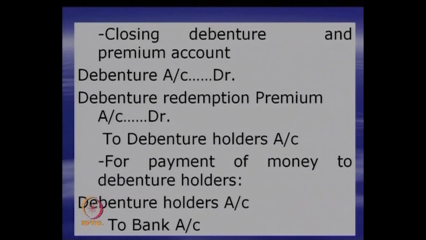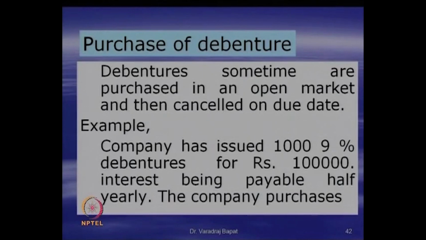Last entry is also the same. So when the money is being paid, it is debenture holders to bank. Now the last case. What happens is, there is a purchase of debentures by the company on its own. So sometimes a company issues debentures and during the period of their tenure, let us say debentures are for 5 years, then in between also the company can purchase back its own debentures. So let us understand the entries for that case.